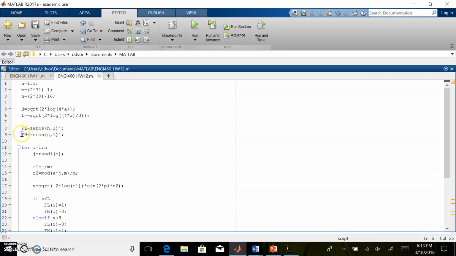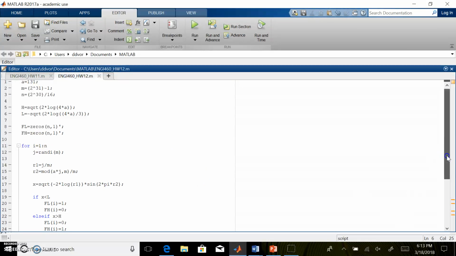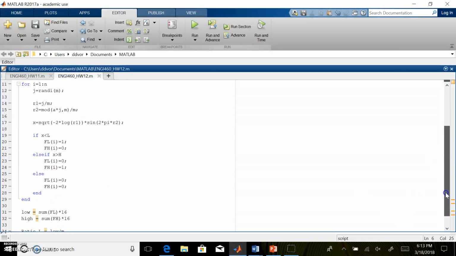And then FL and FH stand for the frequency of the low values and the frequency of the high values. These are how many times, when we run this random generator, the values fall below the lower number, negative 3.21, and how many times they are higher than our higher value. Those are arrays counting up how many times that happens.